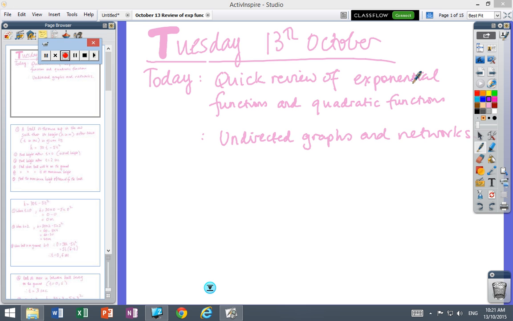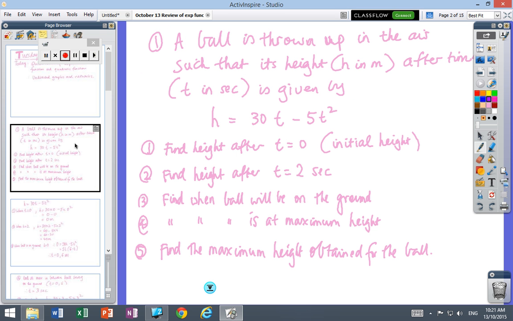So, in this first part, the first one is the ball being thrown up in the air, such that its height is given by a formula. Now, what you have to look for is what the units are, because your answer has to have units. So, the formula will be given to you, and we know that this one goes up and goes down.